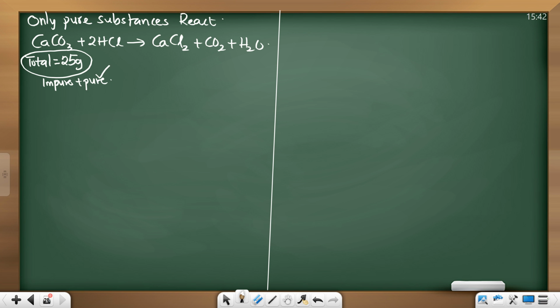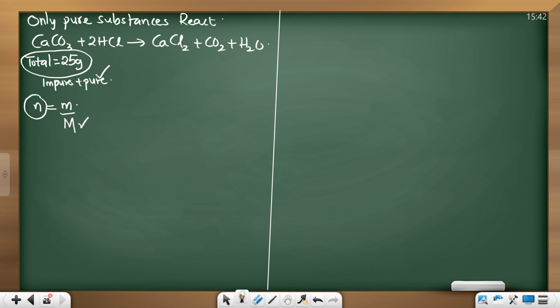Out of 25, do I know the mass of the pure? No. How will I get the mass of the pure? Number of moles is mass over molar mass. Please don't bring in 25 here. Never ever calculate number of moles of impure. Please don't, because there are impurities there. Alright? You get it right so far? Good. So what do I need? This I can get. What do I need? Number of moles. But I told you, they will not give you that number of moles.